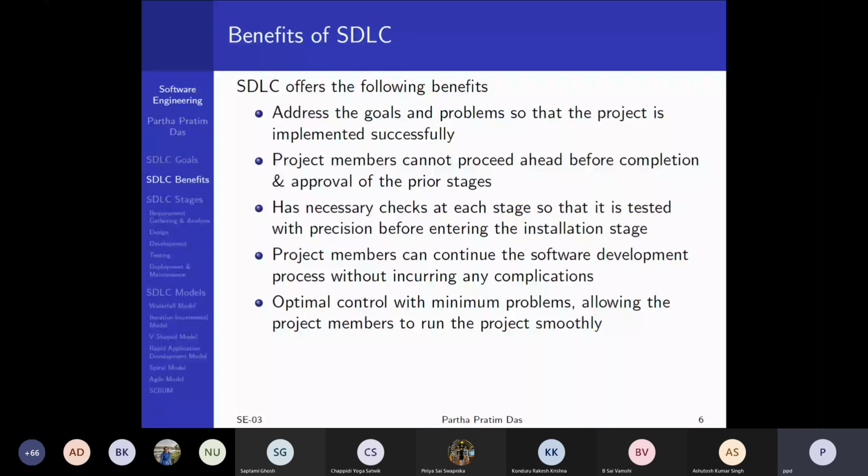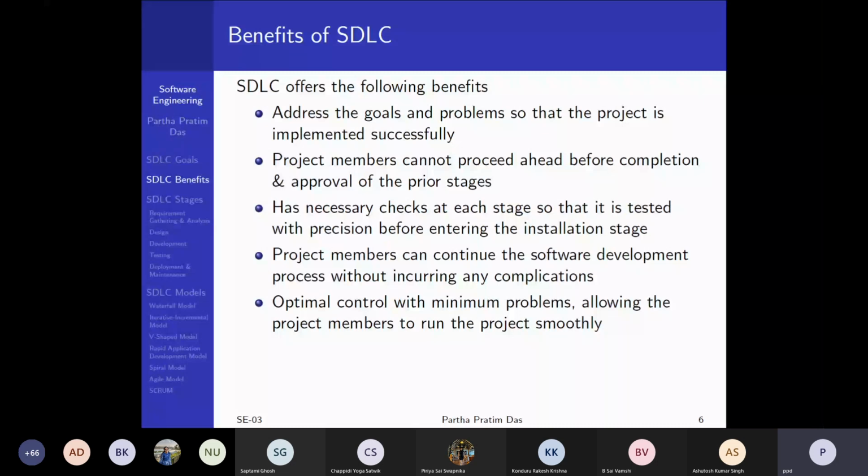Project members can continue the software development process without incurring any complication. You have clarity of what you are doing. You know exactly what is to be done, so you don't spend a lot of time figuring out what you are doing and if you are doing things right.